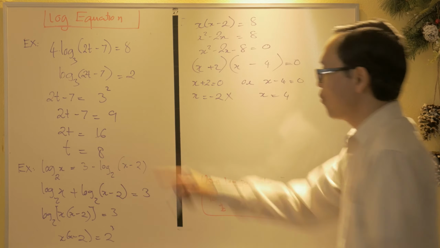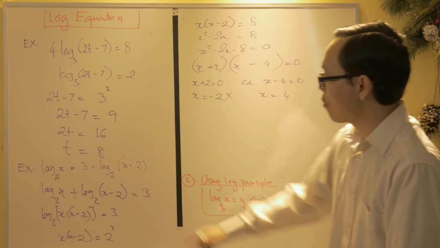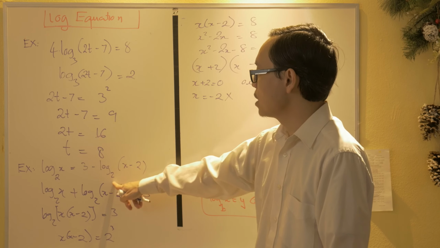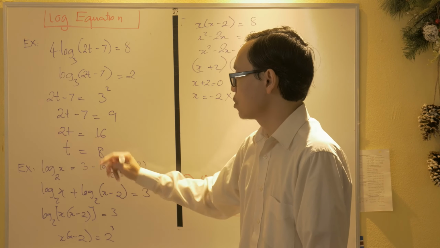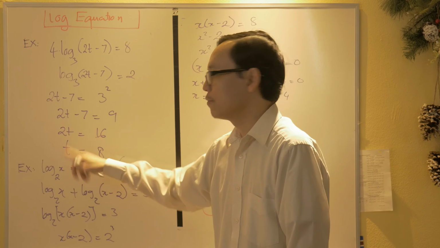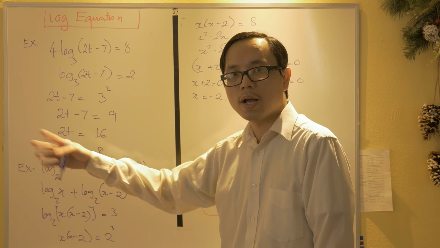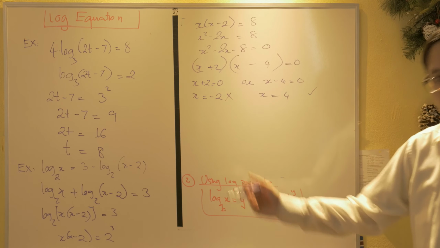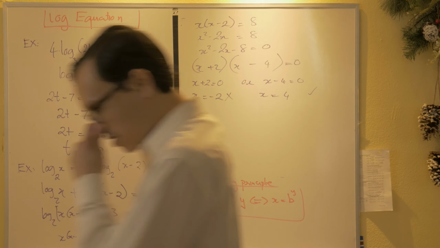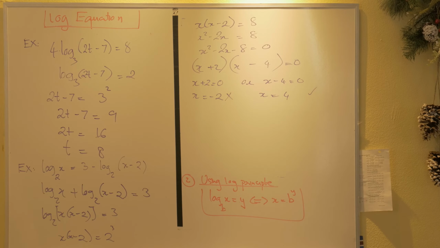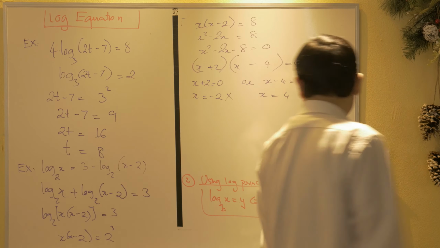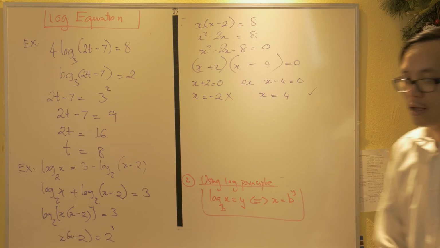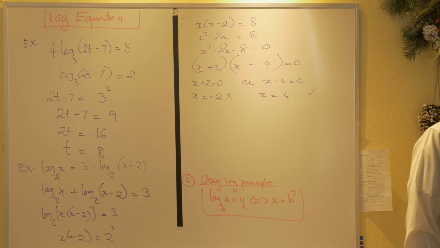And after I plug 4 into that, 4 minus 2 is 2, log base 2 of 2 gives you 1. 3 minus 1 is 2, log base 2 of 4 is 2 squared, so it also gives you 1. So this satisfies. Then you're done. Always have to check. So that is the method of using the log principle to solve a log equation.